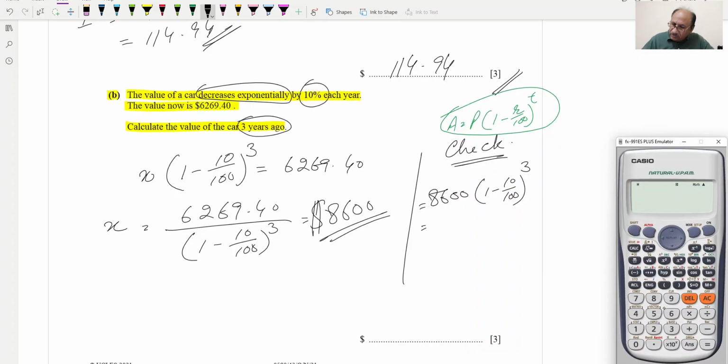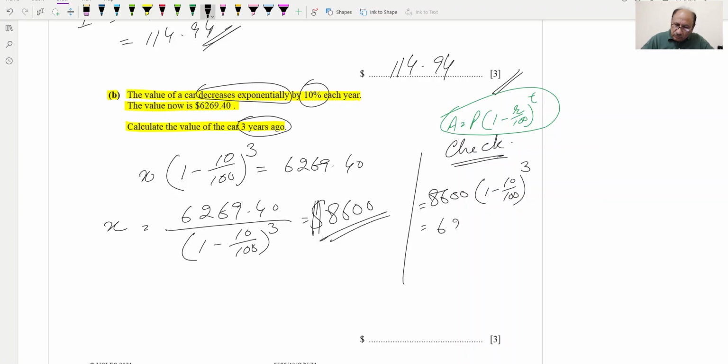This will be how much? 8600 into 1 minus 10 divided by 100, raised to the power 3, and if you check, this is 6269.4, which is the same as the amount given in the question. So this check is also helpful. Answer is 8600, 3 marks question which we are done.